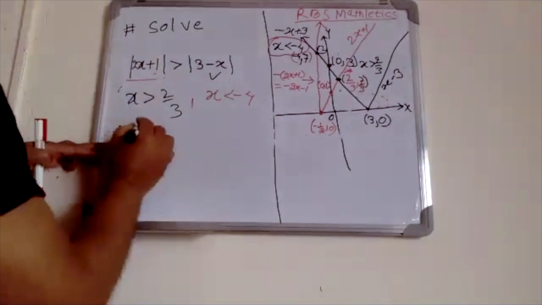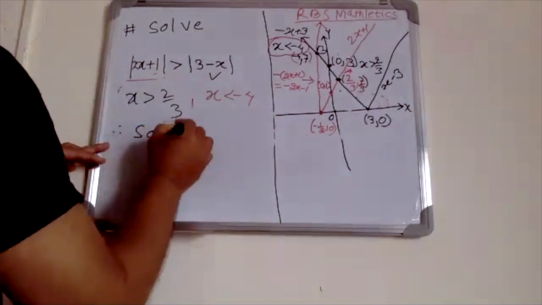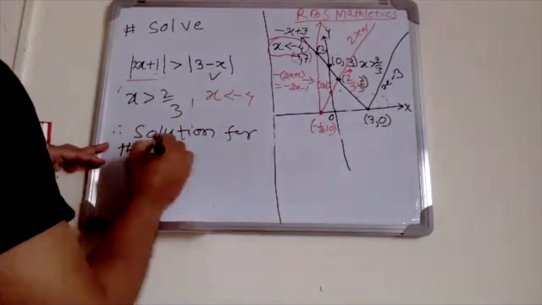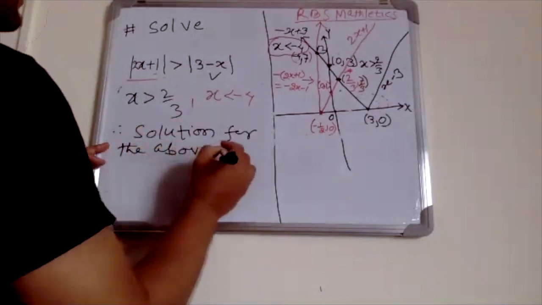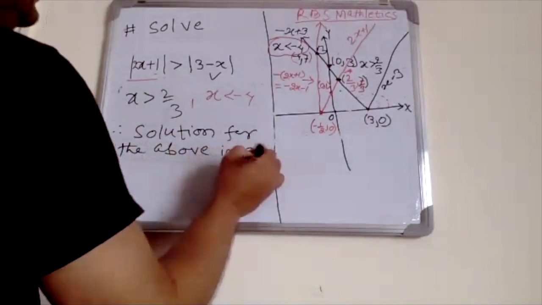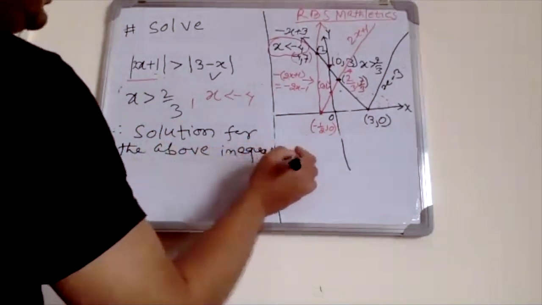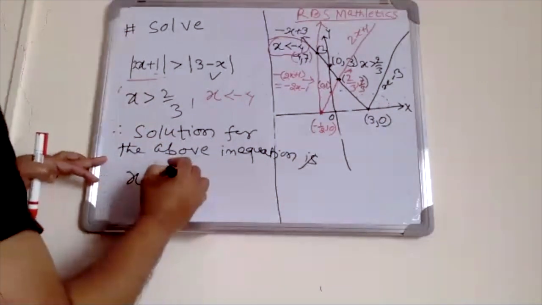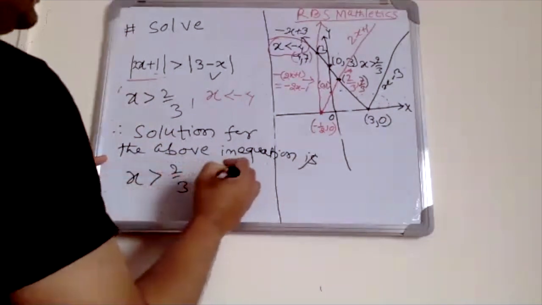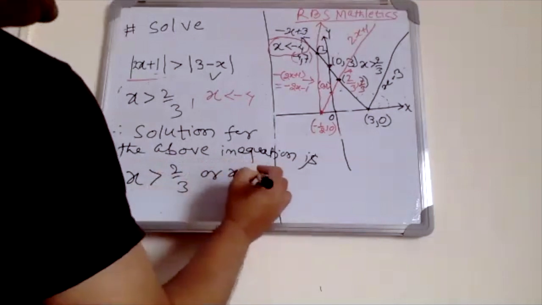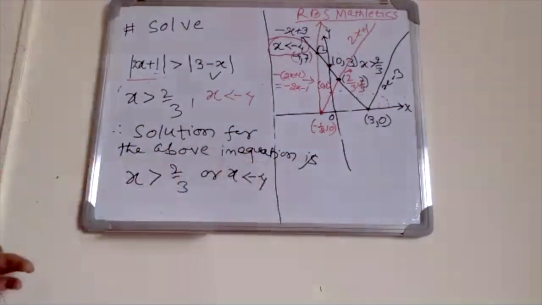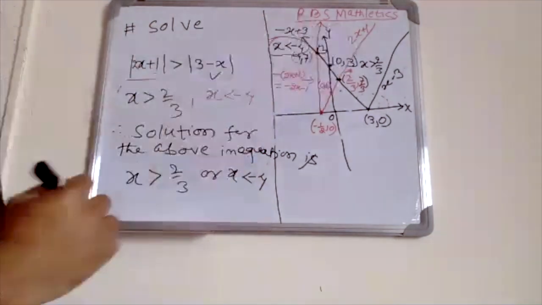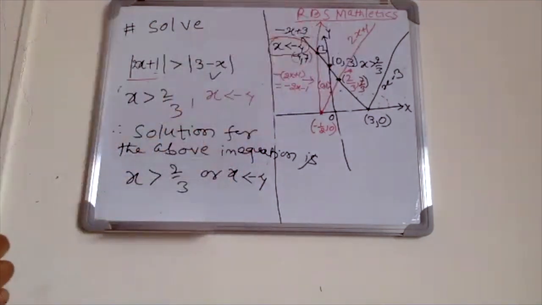So therefore, the solution for the above inequality, or inequation, you can say, is x is greater than 2 by 3 or x is less than minus 4. This is how we solve the inequality by the graphical method.